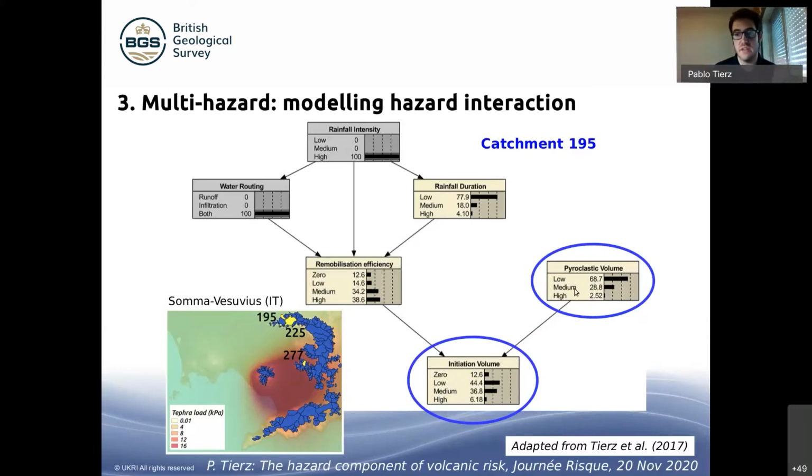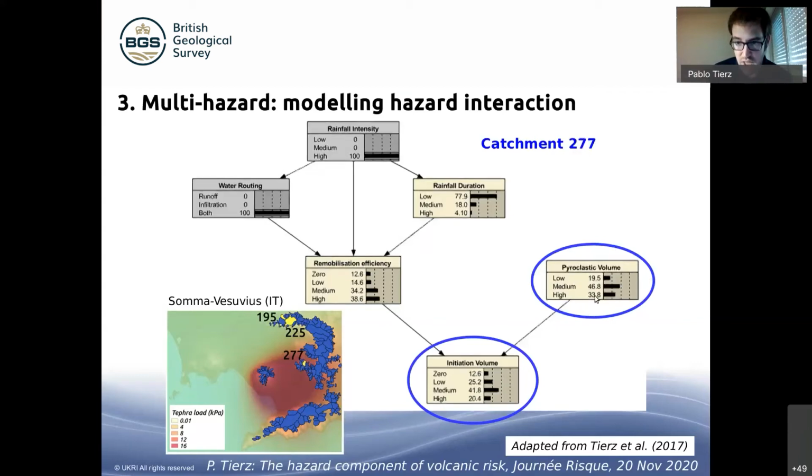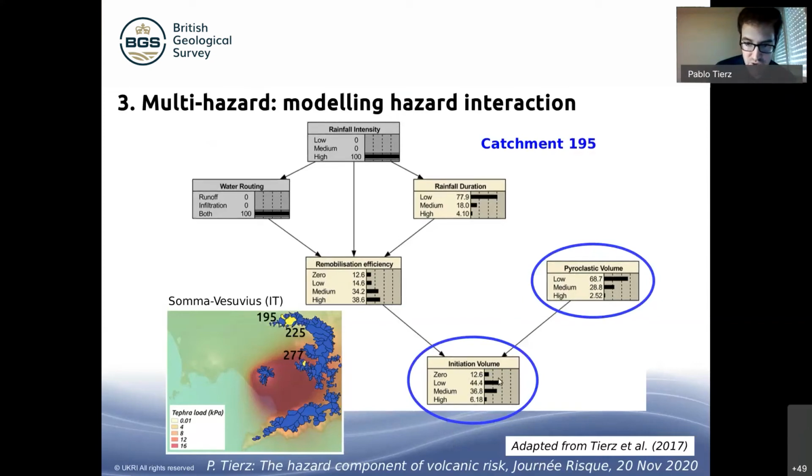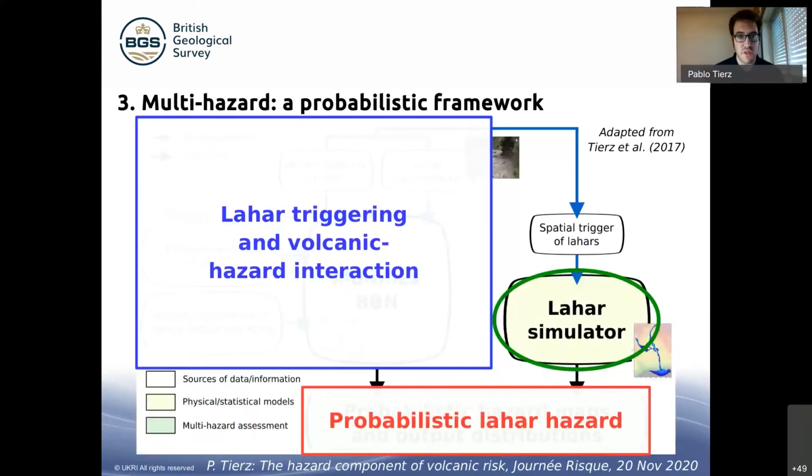So what we have done by modeling tephra fallouts and PDCs is parameterizing this node over here, which looks at the pyroclastic volume. And as I said before, if we look at the variable here, between 195 and 277, the probability of medium or high volumes to be stored in these catchments is quite low in 195 compared to 277. And of course, that cascades into the probability of lahar volumes, medium and high, for instance, in 195, which are clearly smaller than in the case of 277. So these are the things that we can assess with these Bayesian networks that we built at each catchment.